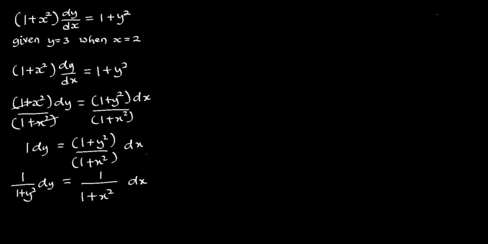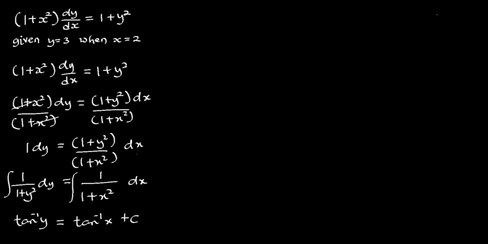The next thing we are going to do is to integrate what we have. So I will bring the integral symbol on both sides. When I find the integral of 1/(1 + y²) with respect to y, that will give us tan inverse of y. And on the right hand side, we are going to have tan inverse of x, and then we can bring the constant of integration.